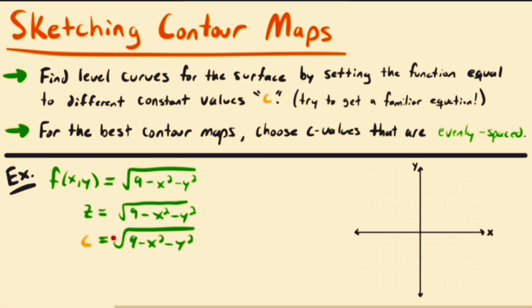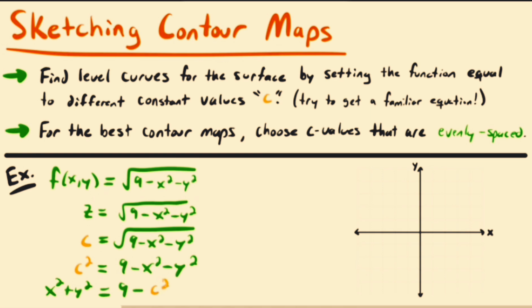If you square both sides of the equation, you'll have c squared is equal to 9 minus x squared minus y squared, right? Squaring both sides gets rid of this square root over here, and then you just have c squared on this side. And then what I'm going to do is add x squared and y squared over to this side of the equation and subtract c squared from this side. So I'm going to move it over to this side of the equation. And what you'll be left with is this: x squared plus y squared equals 9 minus c squared.